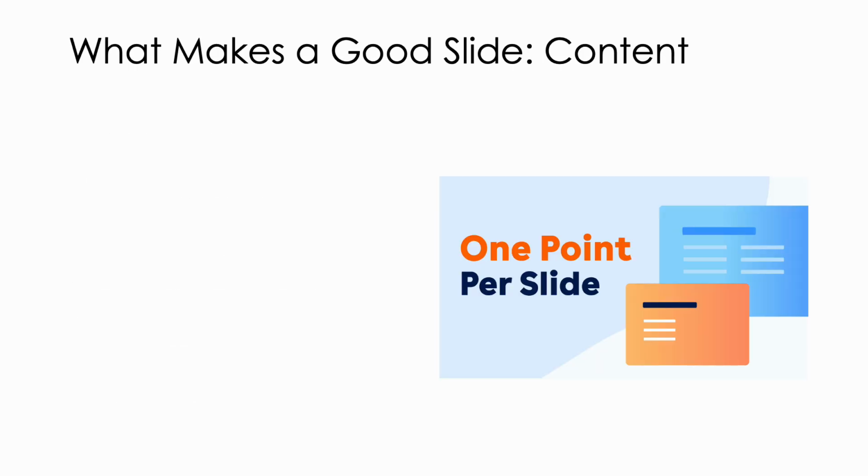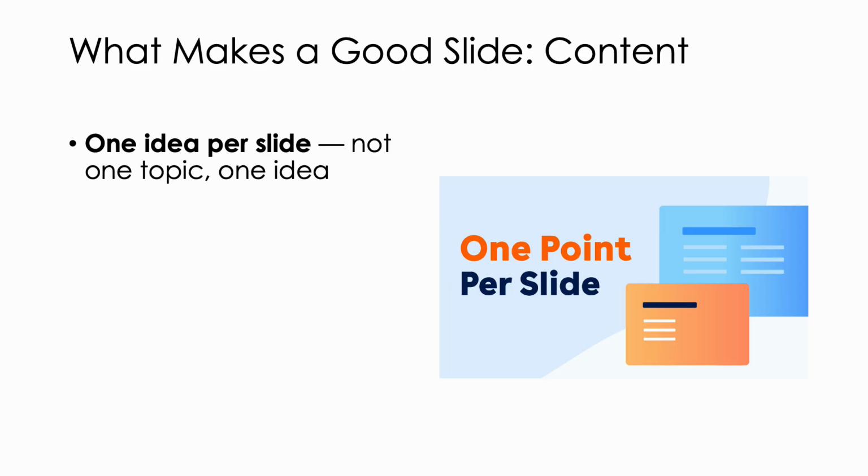Let's get specific about slide design, because this is where most visual aid mistakes happen. One idea per slide, not one topic, one idea. If you find yourself introducing a list of 5 things, that's probably 2 or 3 slides, not one. Every slide should be able to answer the question, what is this slide for?